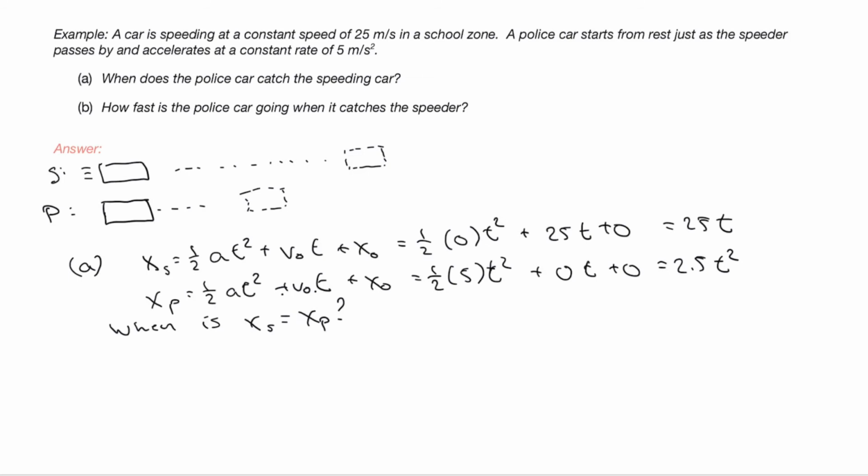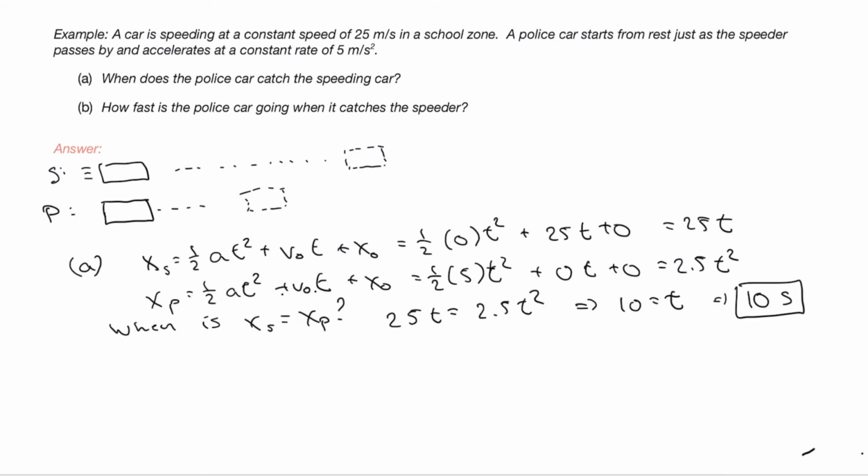And so we substitute them in, and we have 25t equals 2.5t squared. Now this is a quadratic equation, and therefore has 2 solutions. I think it's pretty clear that if you plug in t equals 0, this equation will be valid. And that's because they were together to begin with. But the point that we're really looking for is the next solution, and that's when t equals 10. And so when does the police car catch the speeding car?